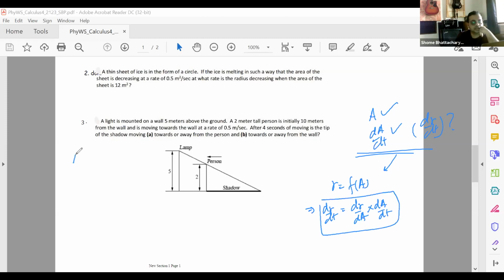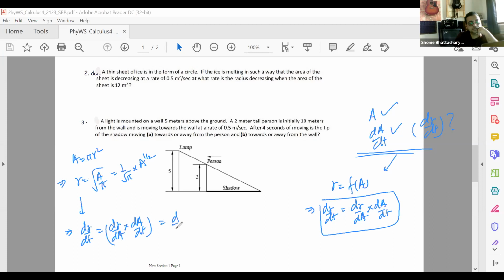In this approach, area is equal to pi r square, so r as a function of area is the square root of A by pi, which is basically a constant 1 by root pi multiplied by A to the power half. Therefore dr by dt is dr by dA into dA by dt, which is the differentiation of A to the power half into dA by dt. Root pi is a constant, so it comes outside. Anything to the power half gives 1 by 2, into dA by dt. So that is basically 1 upon 2 root pi.